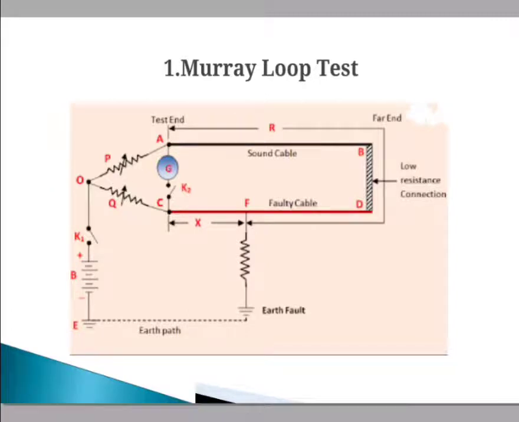While conducting the Murray loop test, we have to take some precautions. For carrying out the Murray loop test, the only requirement is that all the core conductors should be of the same cross-sectional area. In a high voltage cable, a high voltage DC is applied to the bridge network circuit.